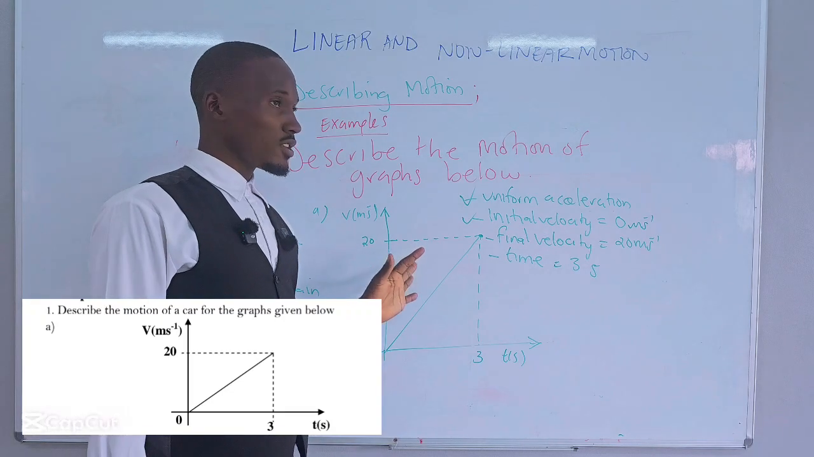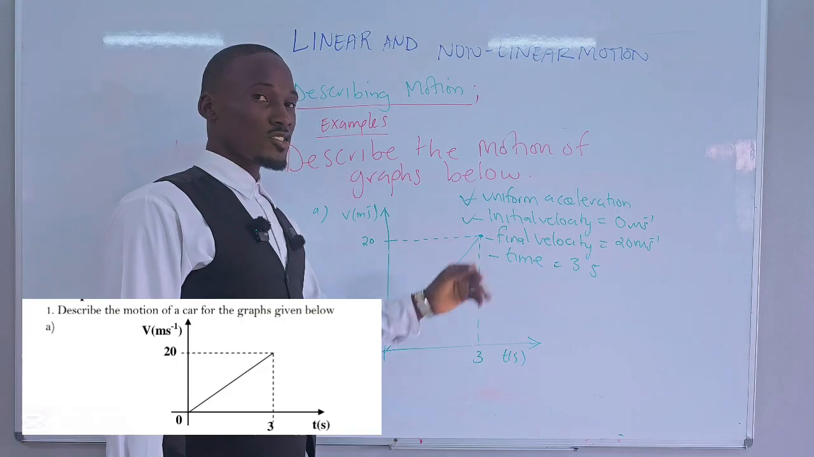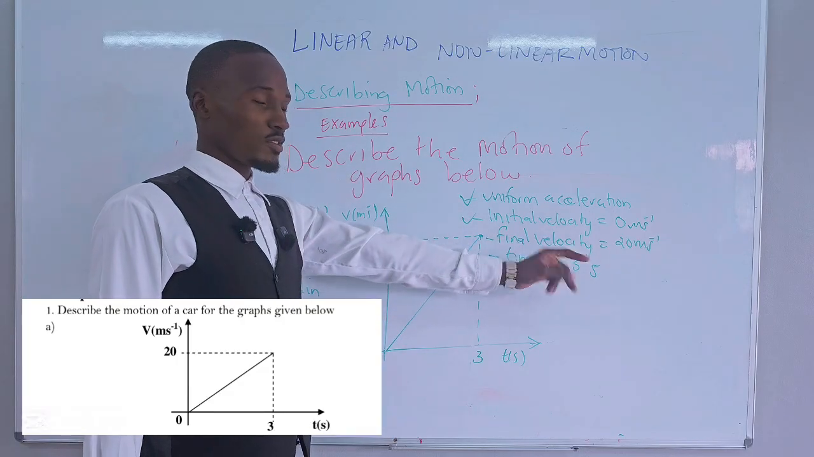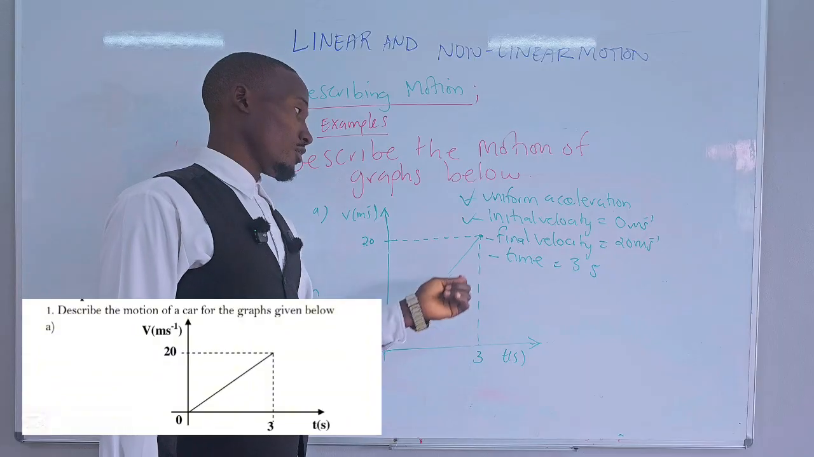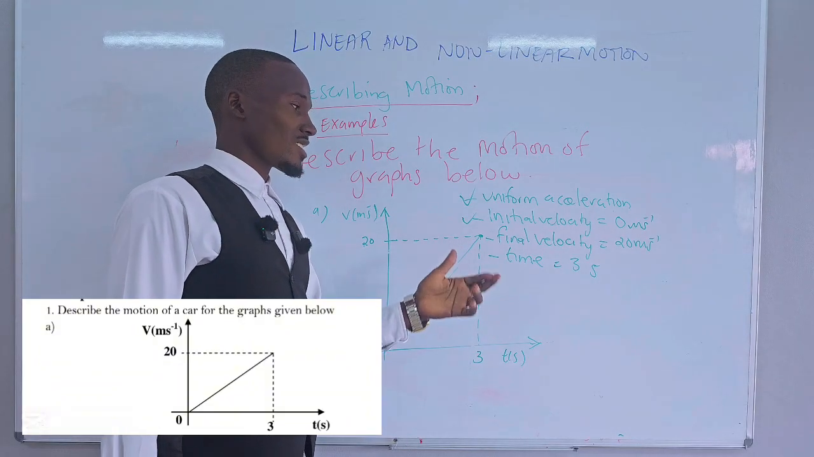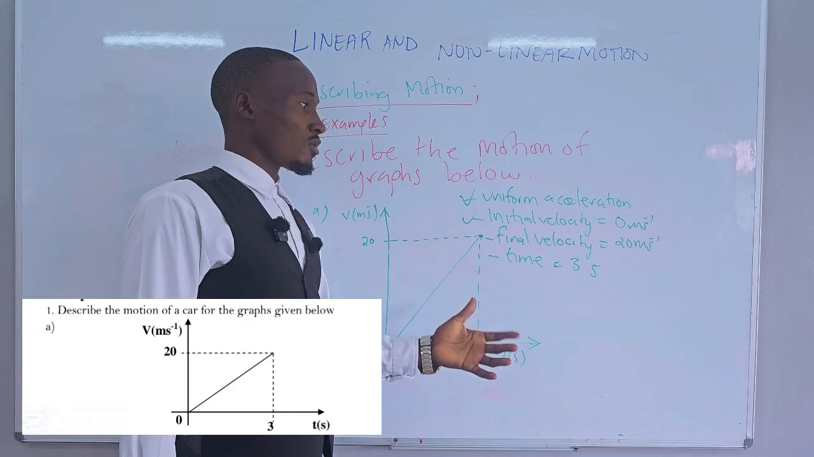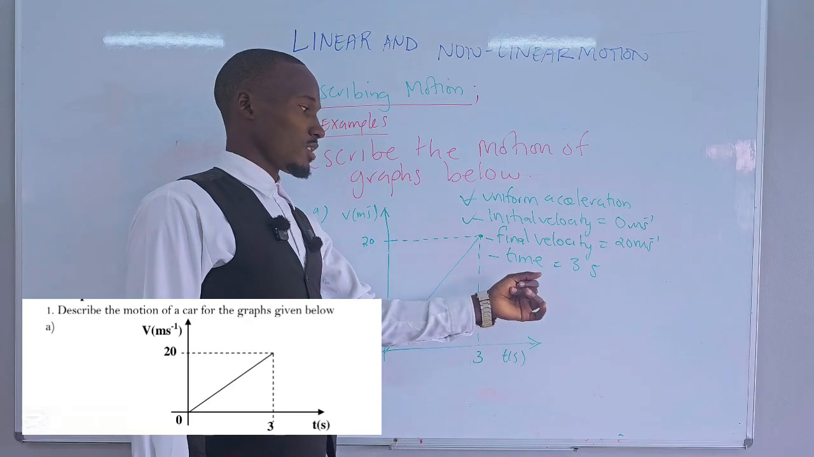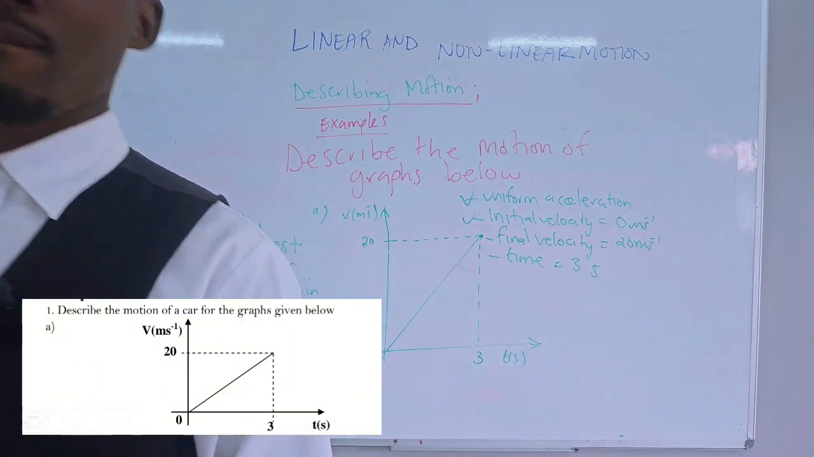You can say a body starts from rest, or starts with a velocity of 0 meters per second. It then accelerates uniformly to a velocity of 20 meters per second, or to a final velocity of 20 meters per second in a time of 3 seconds.